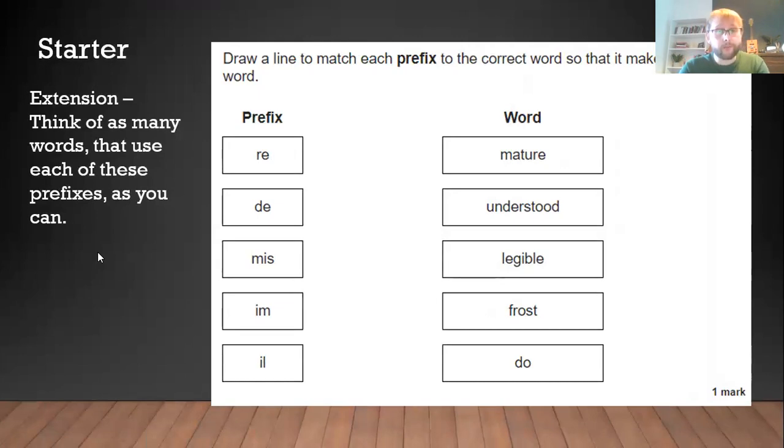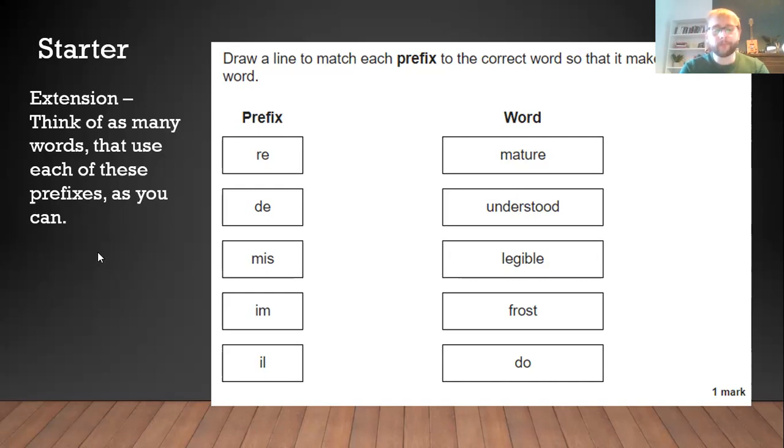Re would go with do for redo. De would go with frost for defrost. Mis would go with understood for misunderstood. Im would go with mature, double M, for immature. And il would go with legible, double L, for illegible. That's all of the correct answers. And I don't know why I didn't put the arrows on.